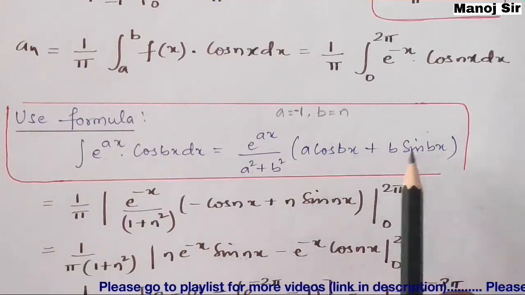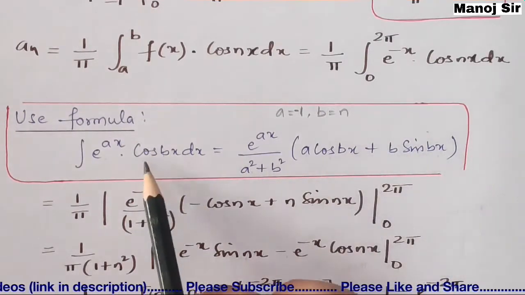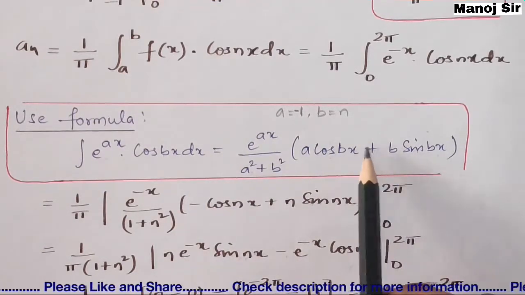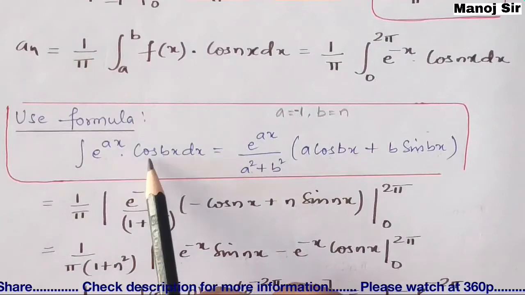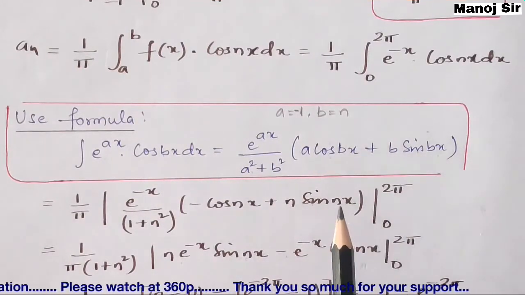In that case, this will be sin, this will be cos, and here we have a negative sign. If this is sin bx, then this will be sin, this will be cos, and here we have a negative sign. But here in this case, it is cos. So this is cos, this is sin, and we have a positive sign.